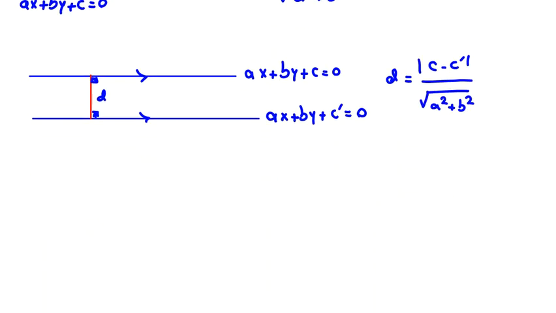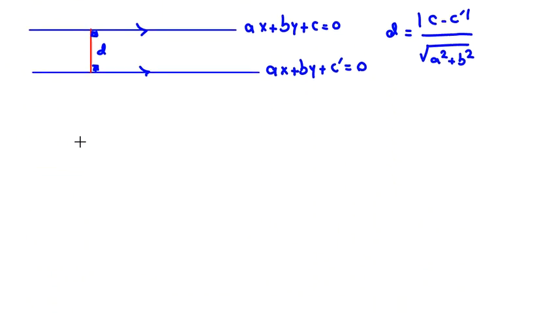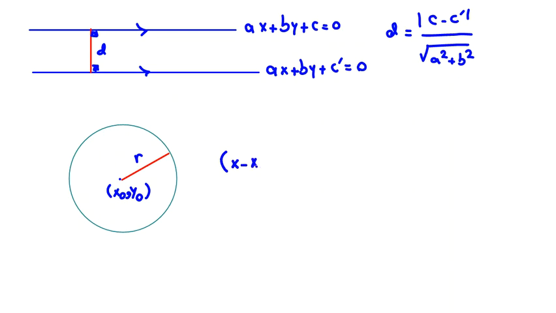Next part. We said this one, this one, this one. Equation of the circle. When we have a circle, suppose the center is (x0, y0), and suppose the radius is r, so it will be (x minus x0) squared plus (y minus y0) squared equal to r squared.